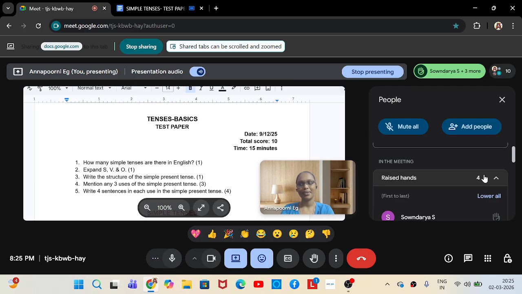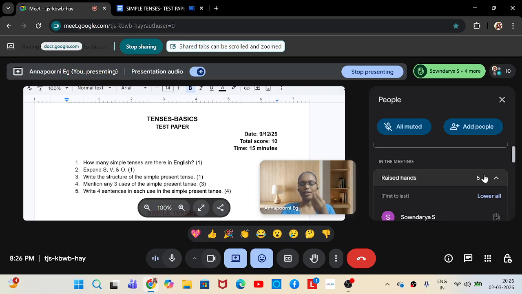Ma'am, I will. Wait, please. Let me see if she can do it. Present simple tense, present continuous tense, past simple tense, past continuous tense, future simple tense, future continuous tense. 6 tenses actually. I didn't even ask about continuous tenses. The question is only about how many simple tenses are there. So, simple tenses are only three. It is simple present, simple past, and simple future. So, you don't have to say the continuous tenses here, okay?